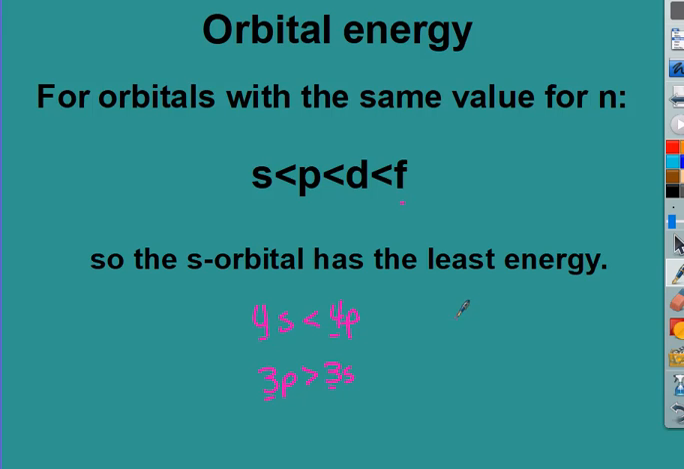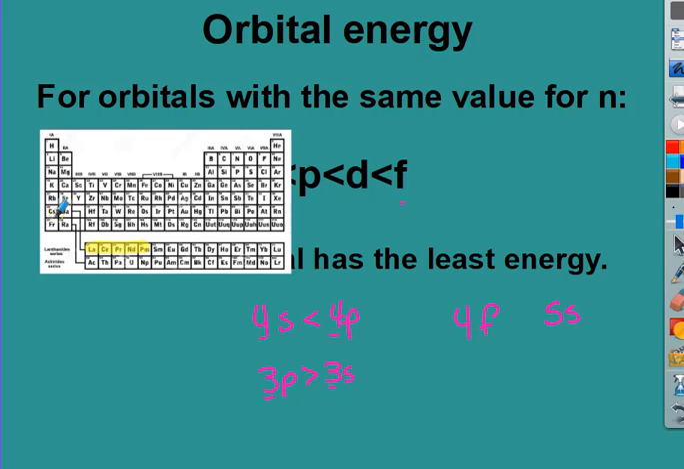But if you had 4F versus 5S, here's the 4F and here's the 5S. You would come to the 4F later, so 4F is higher in energy than 5S. Because remember, the Aufbau principle says that electrons enter lowest energy first. Since it enters the 5S first, 5S must be lower in energy than 4F.